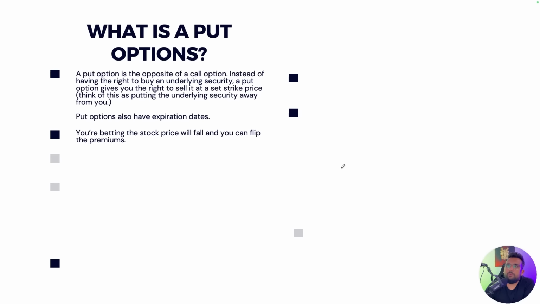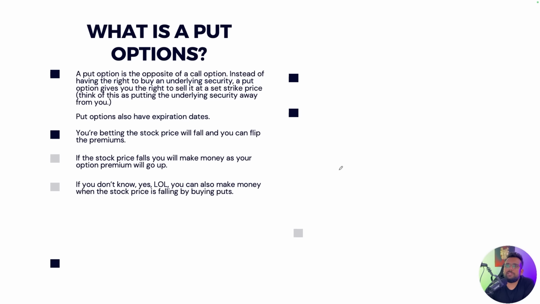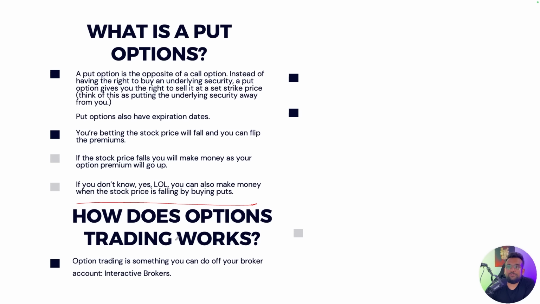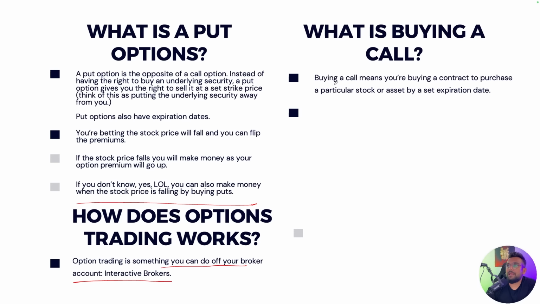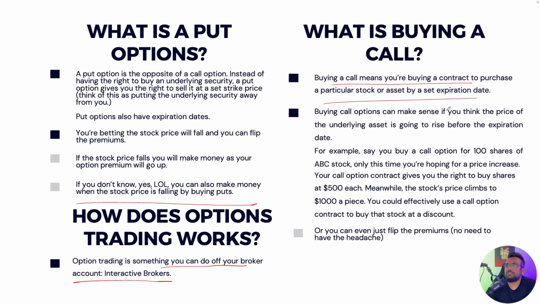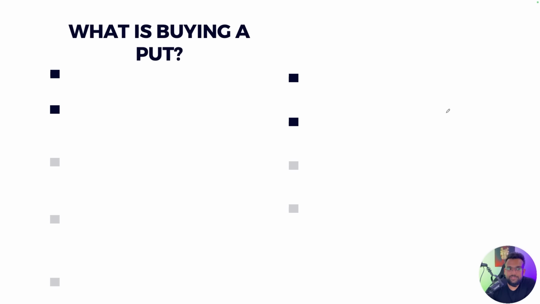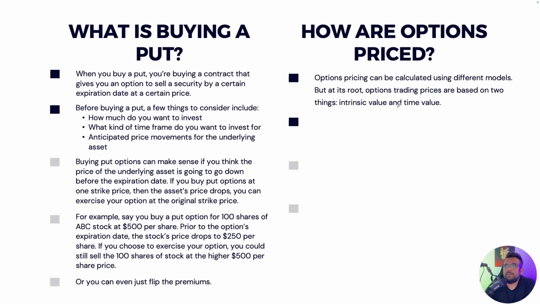What is a put option? A put option just means that you're betting that the prices will go down. Yes, you can make money when the prices go down. I promise you. How does option trading work? Option trading is simple. You can do it right off your broker. I personally use Interactive Brokers. And what is buying a call? Buying a call simply means you're betting that the price is going to go up. That's all it is. You see what I'm saying? That's simple. Now, what is buying a put? Just go over this stuff if you want to, or go watch the video that I told you to watch. But how are options priced?